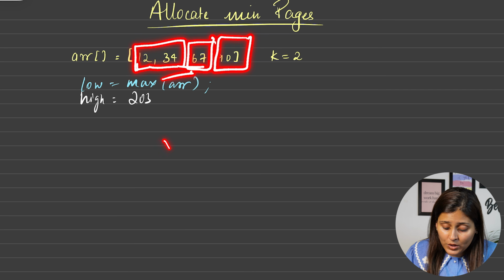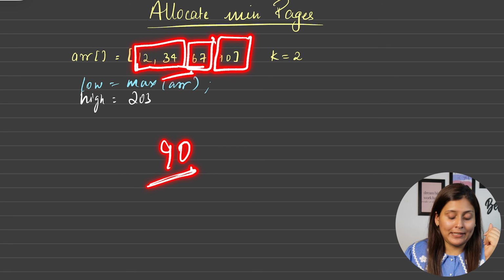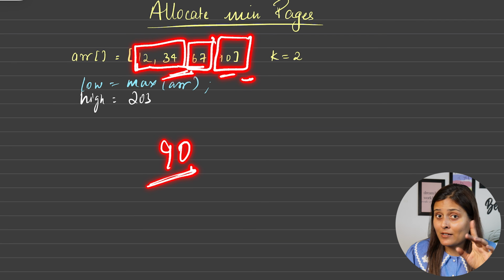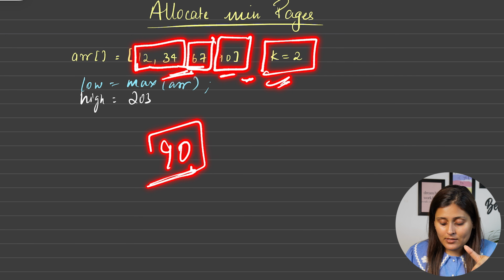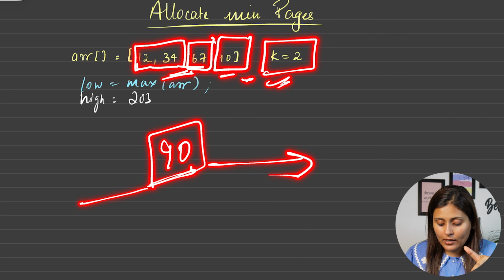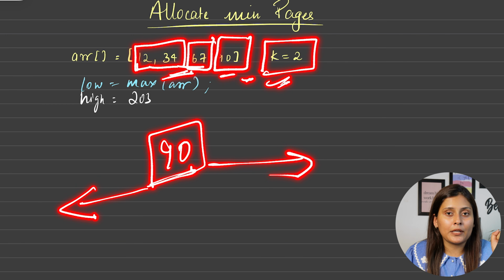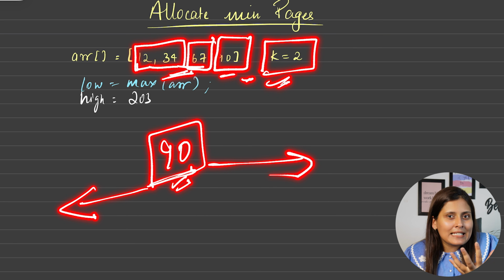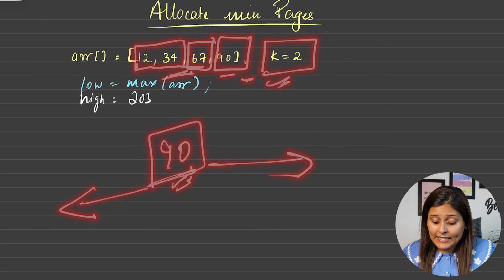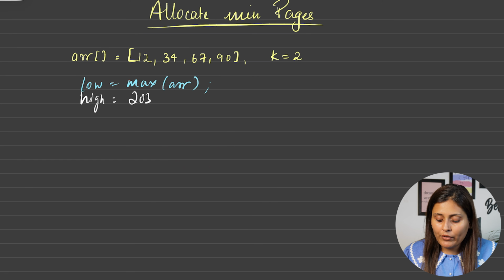So when you went with 90, in how many parts did you divide? You saw you divided in 3 parts, but you have to divide in k parts, like 2 parts only. So now the question is, do you think 90 will be the answer, or should we go for a higher number or a lower number? Definitely a higher number. Why? Because with 90 we divided in more than k groups, and we want to divide in exactly k. So instead of 90 we will go with 100 or 120 or 130.